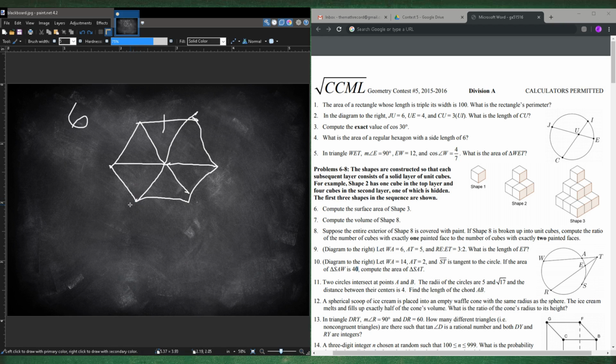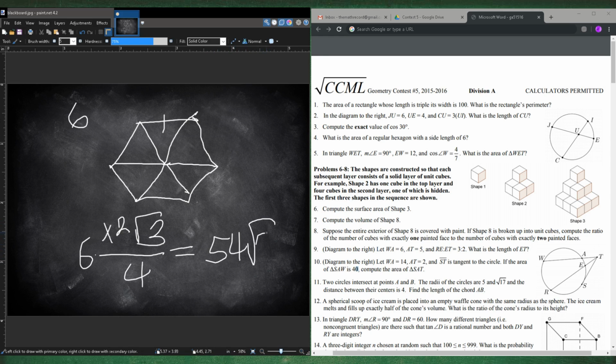And just to save time, the area of an equilateral triangle is x squared square root 3 divided by 4. You could just memorize that. So if x is the side length, that's one equilateral triangle, so just multiply by 6 to get the entire area. x is 6 because the side length is 6. So we have 36 square root 3 divided by 4, which is 9 square root 3, times 6, which is 54 square root 3. So the answer for 4 is 54 square root 3.